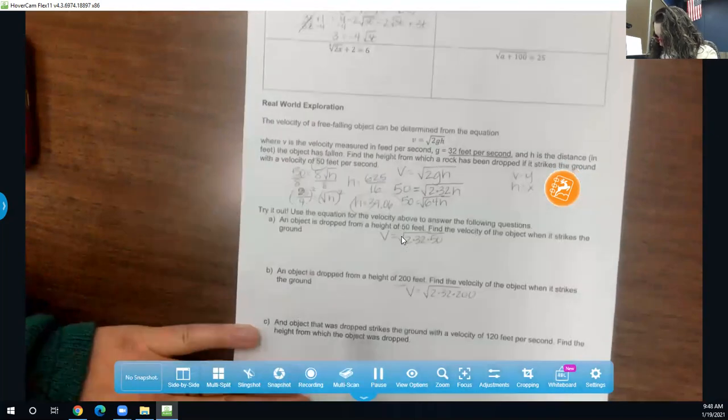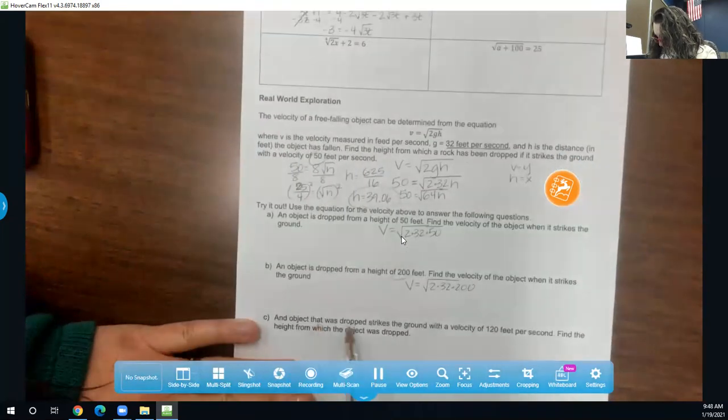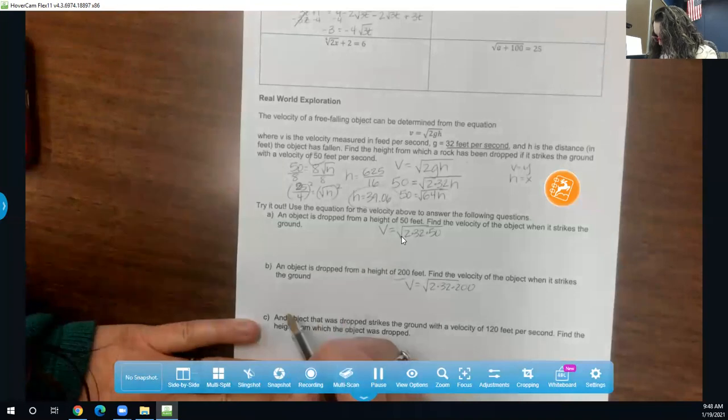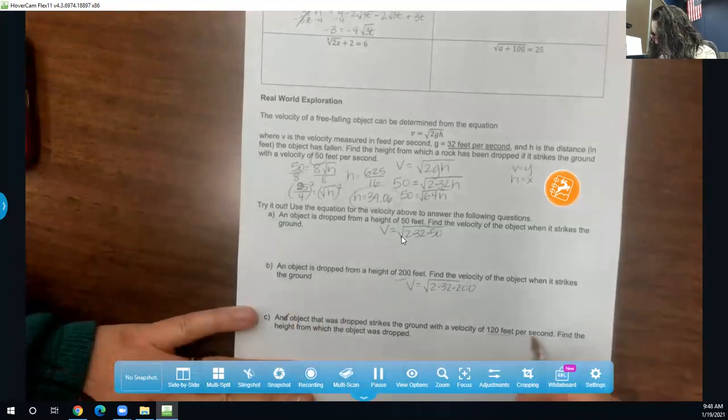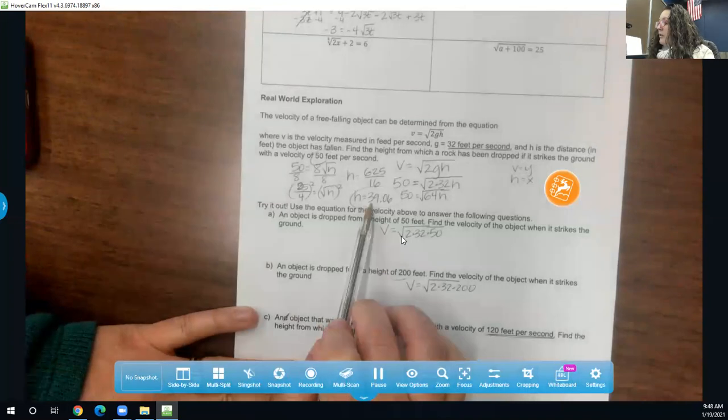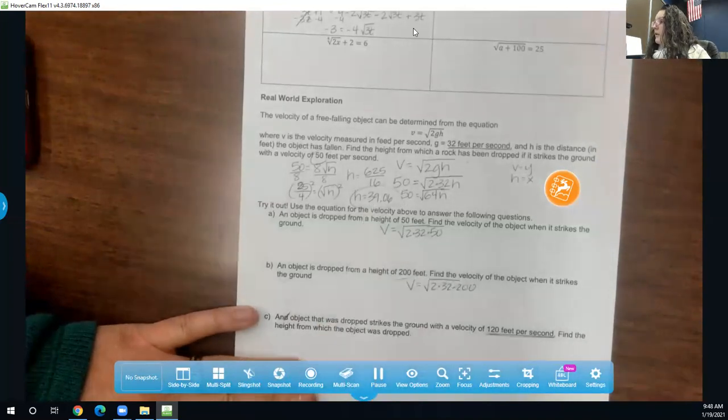And then an object that was dropped strikes the ground with a velocity of 120 feet per second. So I wonder if it was dropped from higher than 39 or lower than 39 feet. That'll be our question as we come together from your notes. So I'll see you soon.